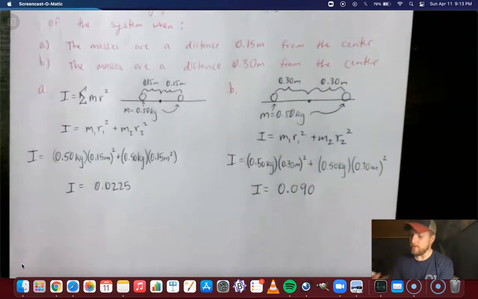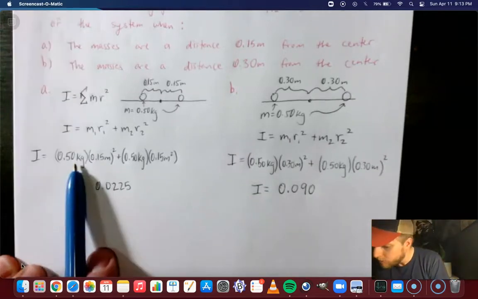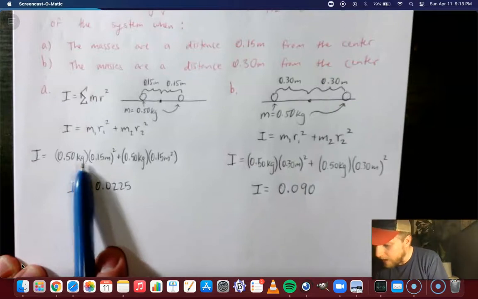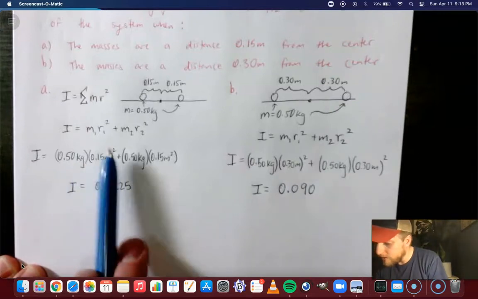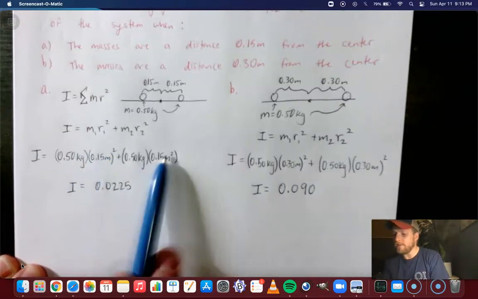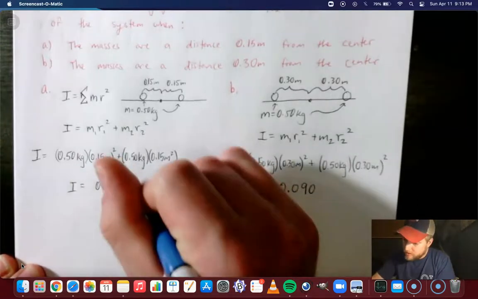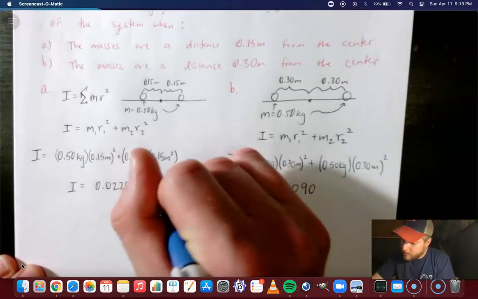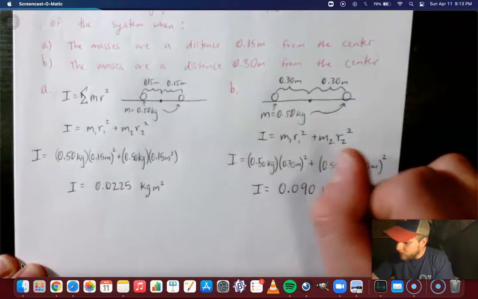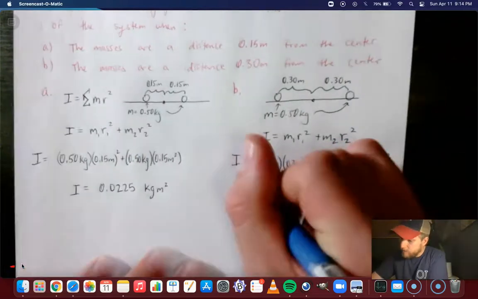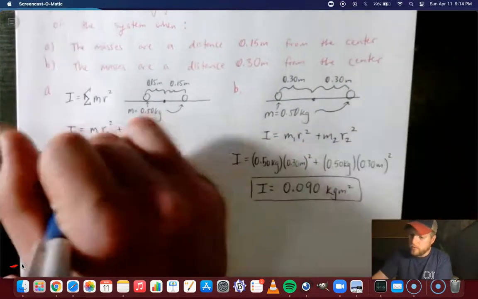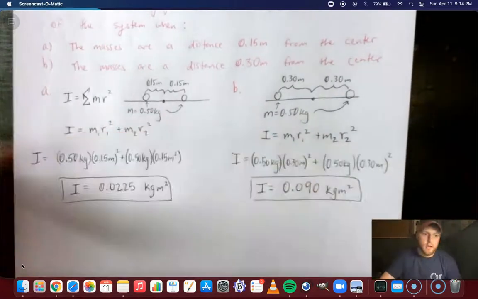The last thing I want to do on this example is figure out the units. If we look carefully, both of them have kilograms, and then you've got meters, and it's going to get squared, and that term is the same. They're just being added together. So this is going to be kilograms meters squared. Likewise for this one. So there are our 2 moments of inertia.